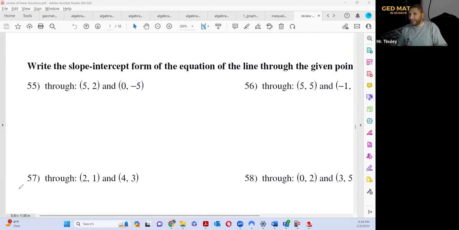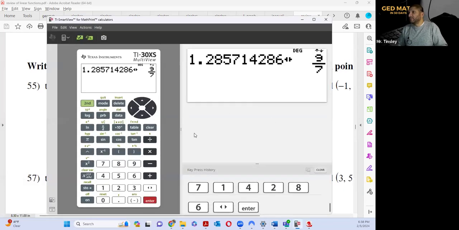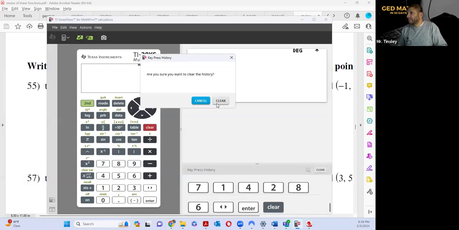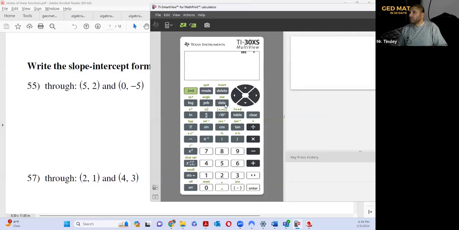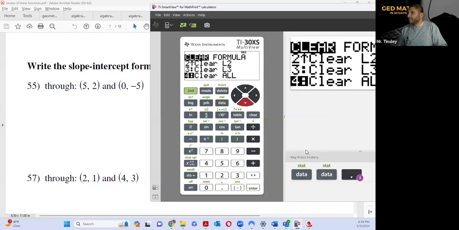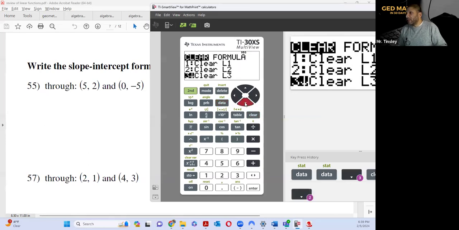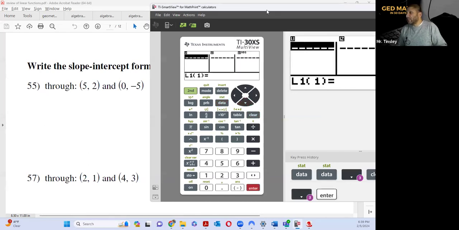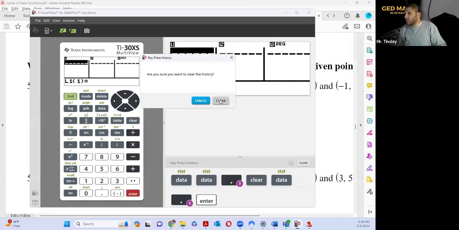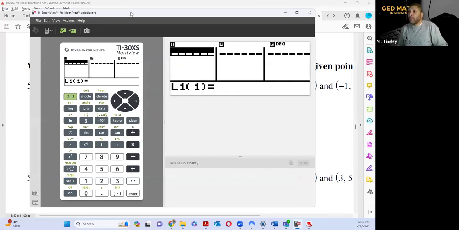Watch this. Let me grab my calculator and clear everything out. This is what I'm trying to tell you. Take your time to learn how to use this calculator. I guarantee you, if you learn how to use this calculator, you're going to pass the exam.